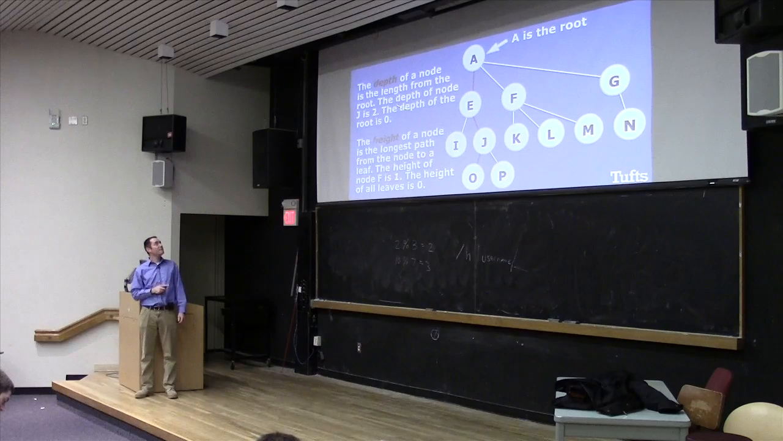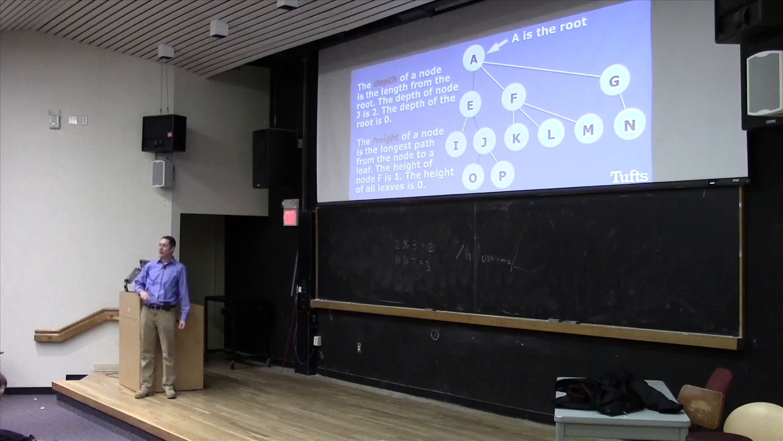All right. Well, the depth of a node. The depth is just the length from the root, which means that the length from the root of A is 0. So the depth of A is 0. The depth of A is not 1. The depth of E is 1. J has a depth of 2. The depth of the root is 0.